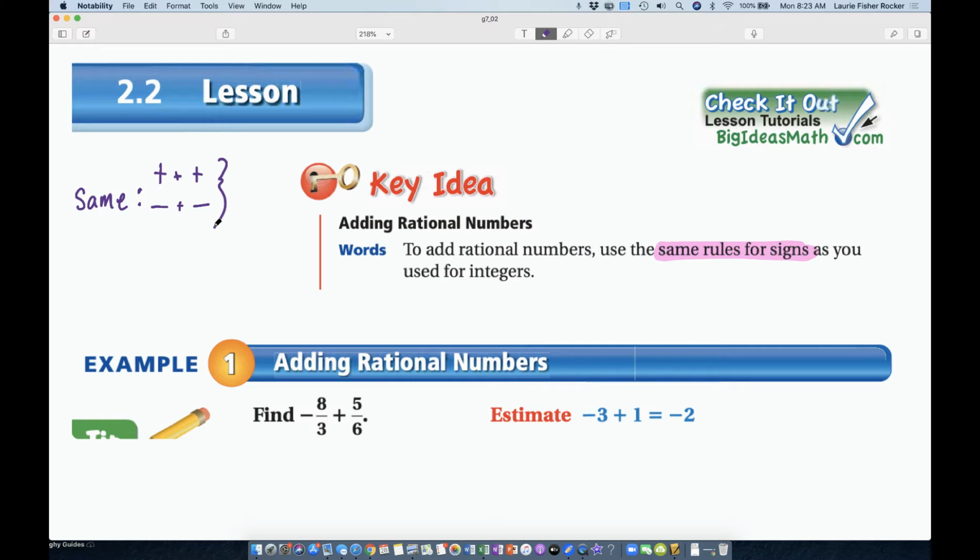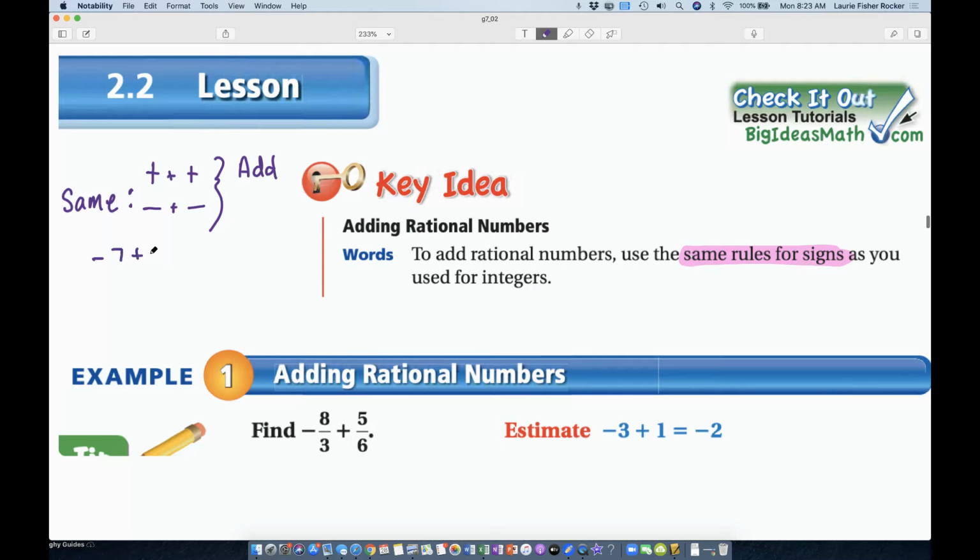So the numbers, what we're going to do is simply add the absolute values of them. So -7 plus -7, I'm just adding 7 and 7. I get 14. Then I'm going to give the sign they share. They share the negative, so it's going to be -14. So you add the absolute value of the numbers, which basically means the numbers without the signs, and then you put the sign they share, and you're done. So it's a two-part problem.